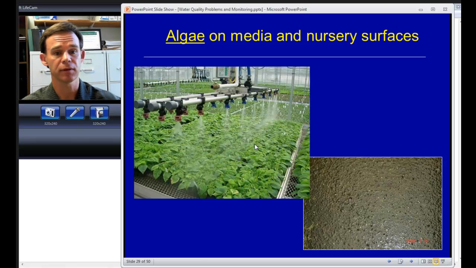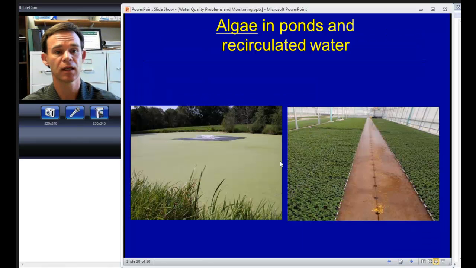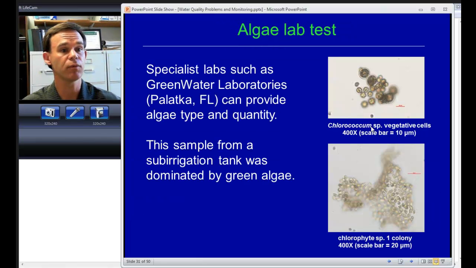Now, algae can be a problem on growing media surfaces, on floors, and so on. It can also certainly be a problem in ponds and concrete floors. Anywhere we're recirculating water, we're likely to run into issues. Now, you can send algae off to a specialist lab. So, for example, we recently sent a sample from a sub-irrigation tank from a Florida grower off to Green Water Laboratories. Had a great service.